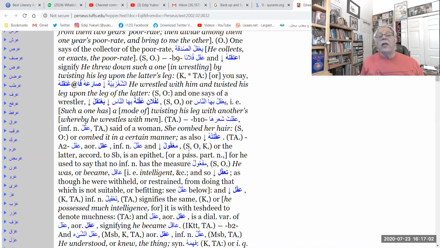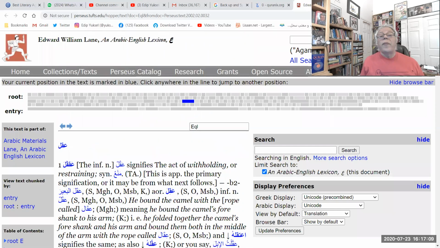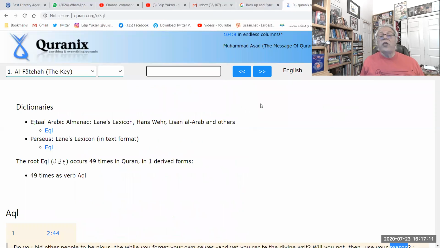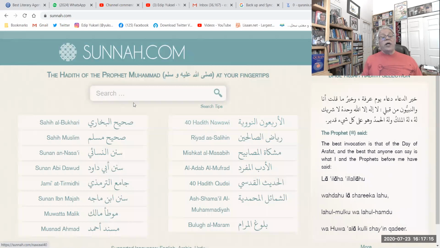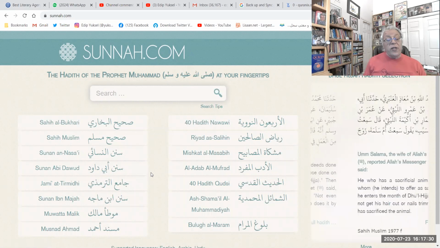I have many others. Here, I have Lisan al-Arab here too. Okay, so far so good. Now I want to go here. Now this is Bukhari, Sunnah, Hadith of Prophet Muhammad at your finger: Sahih Bukhari, Sahih Muslim. I did this in all of them. There are so many of them, six books, volumes of books.